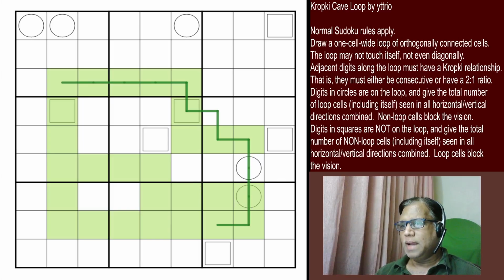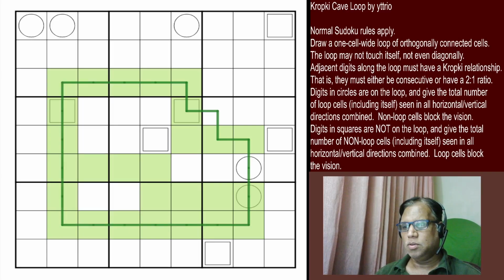Adjacent digits along the loop must be in a Kropki relationship. That is, they must either be consecutive or have a ratio of 1 to 2. Let's say we have a loop like this. There must be some relation between the consecutive digits. They are either in the 1 to 2 ratio or must be consecutive.